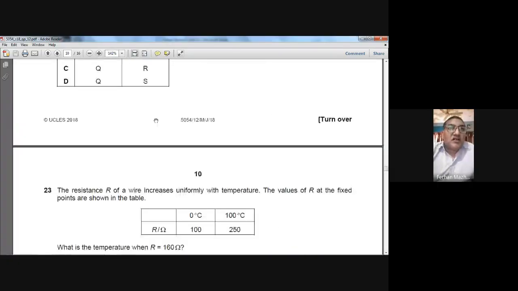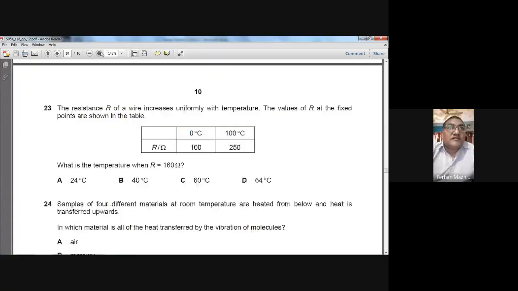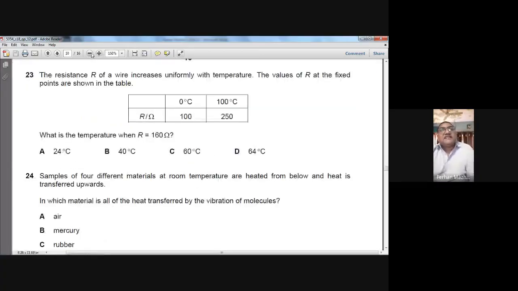Okay. On your screen, we have question number 23. The resistance R of a wire increases uniformly with temperature. The values of R at the fixed points are shown in the table. At 0, the resistance is 100. At 100 degrees centigrade, the resistance is 250. What is the temperature when R is equal to 160 ohm? I have done this on paper. Let me show you.